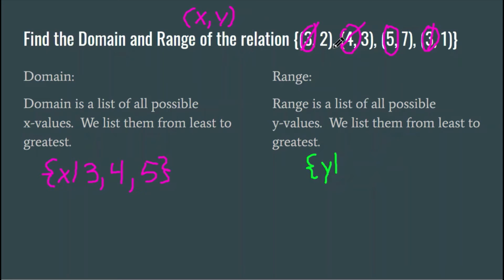But I know the Y is my second number listed. So my Y's are 2, 3, 7, and 1. And I'm going to put those from least to greatest. So 1 is my smallest. I see that 2 is my next smallest. I see 3 is my next smallest. And then I'm only left with 7, that's my last one. So the range of this relation is 1, 2, 3, 7. So domain is a list of all your X values from least to greatest, and the range is a list of all your possible Y values from least to greatest.